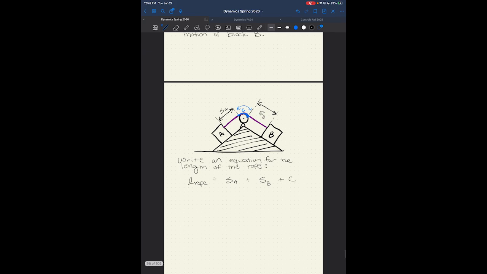Now I said this rope is inextensible. Remind me what that means again? Can't stretch. Okay, tell me in terms of this L rope. It's a constant. L rope is a constant, which means that if I take a time derivative of L rope, what is that equal to? 0. Okay, so L rope dot is equal to 0.